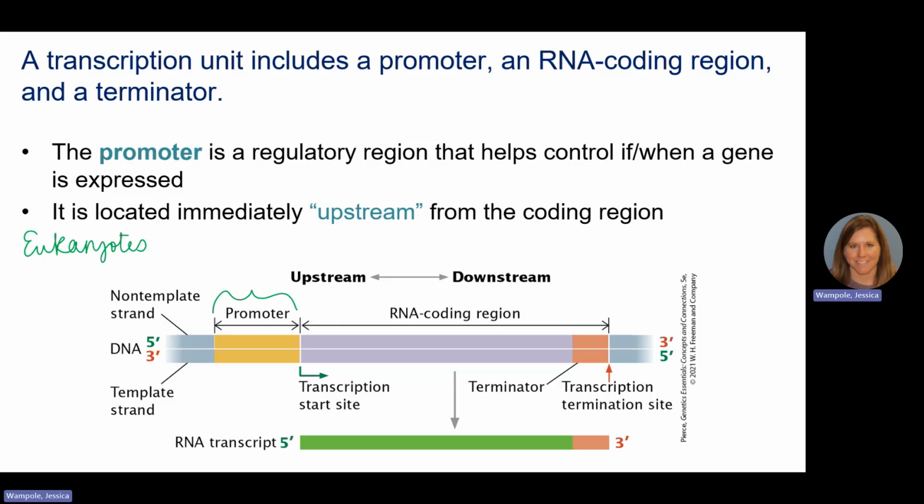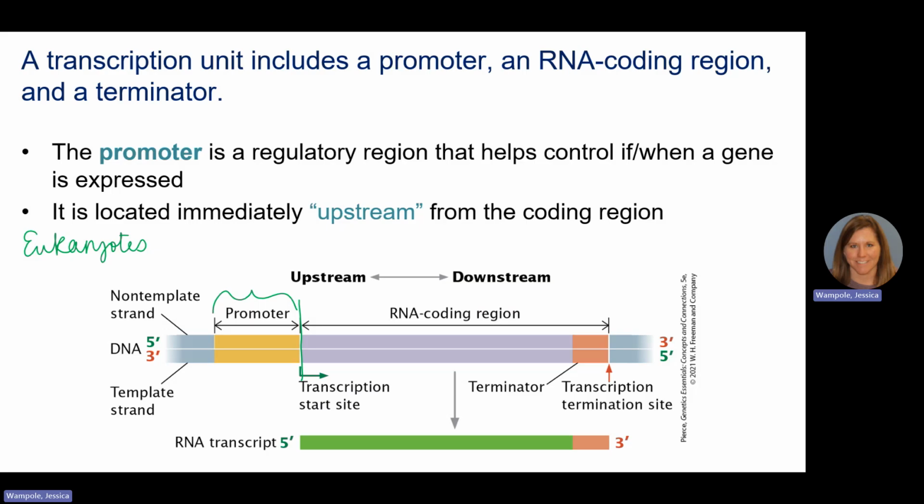After the promoter, we have the RNA coding region. This is probably what you're thinking of when you think of a gene. This is the part that is going to be actually copied into the messenger RNA. The promoter region is not. The promoter region is where the RNA polymerase is going to bind, and just after the promoter region is going to be the start of your transcription.